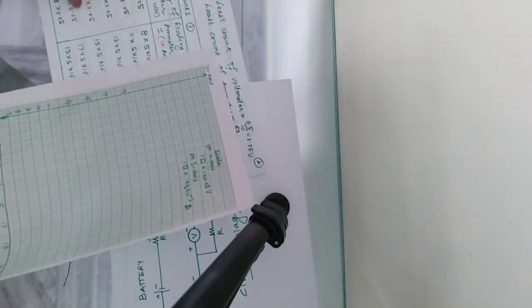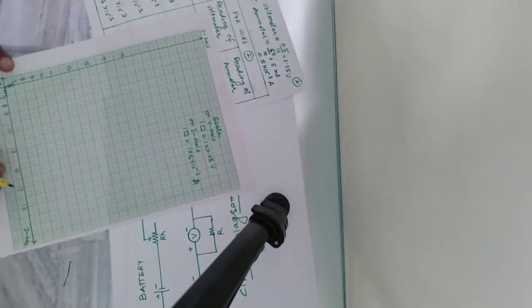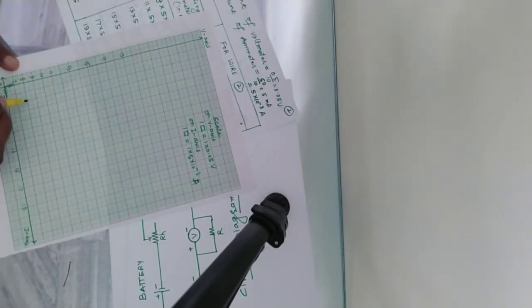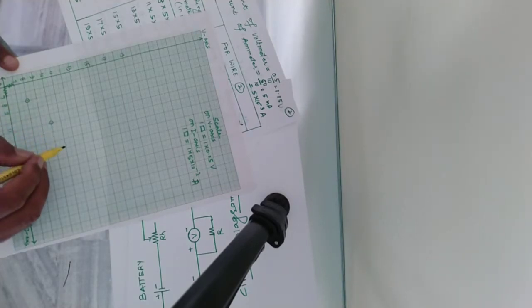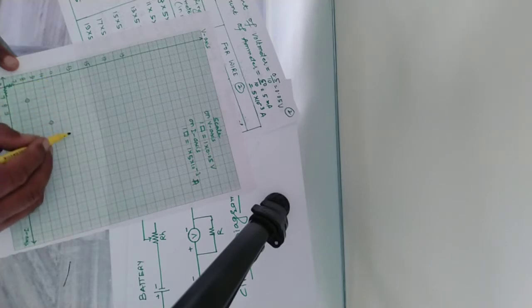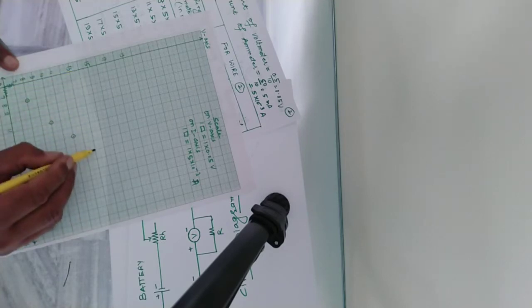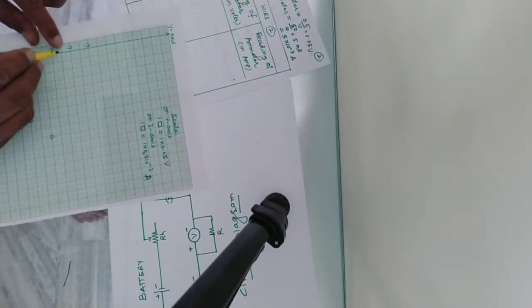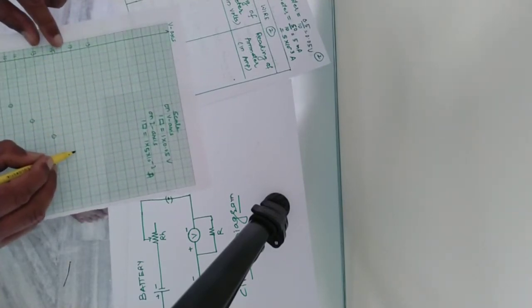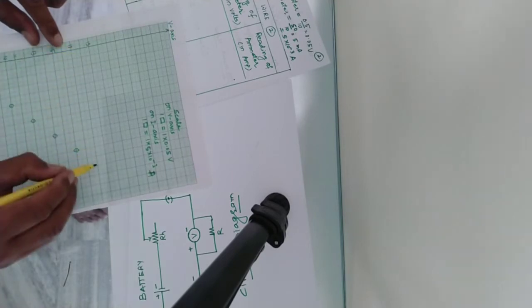Now I choose the points. The points are 8 for voltmeter and 8 for ammeter. Means this is my first point. Then 10 and 11. Here is 10 and here is 11. Then 12 and 13. It's 12 and this is 13. 14, 15, from this side it is 14 and here it is 15. Then 16, 17, this is 16, this is 17. Then 18 and 19.